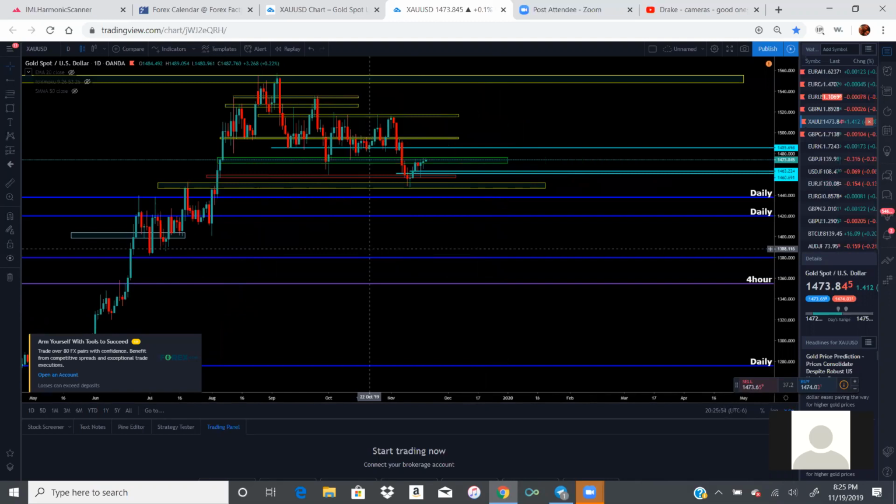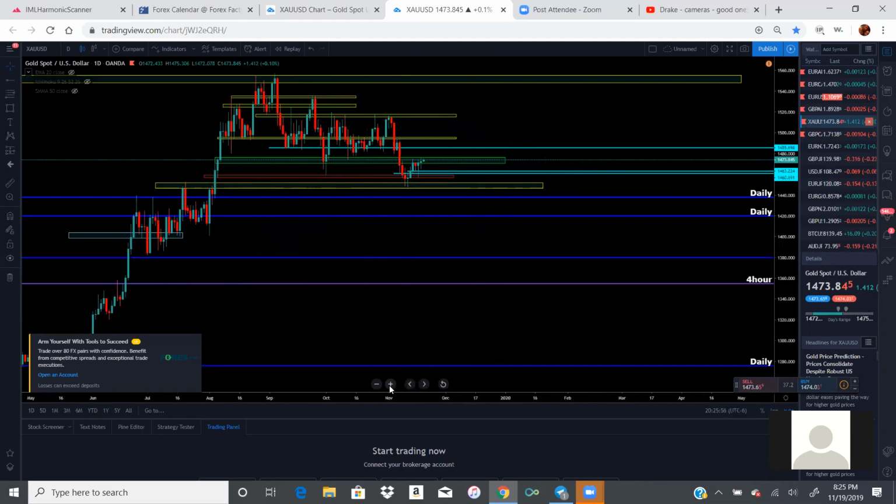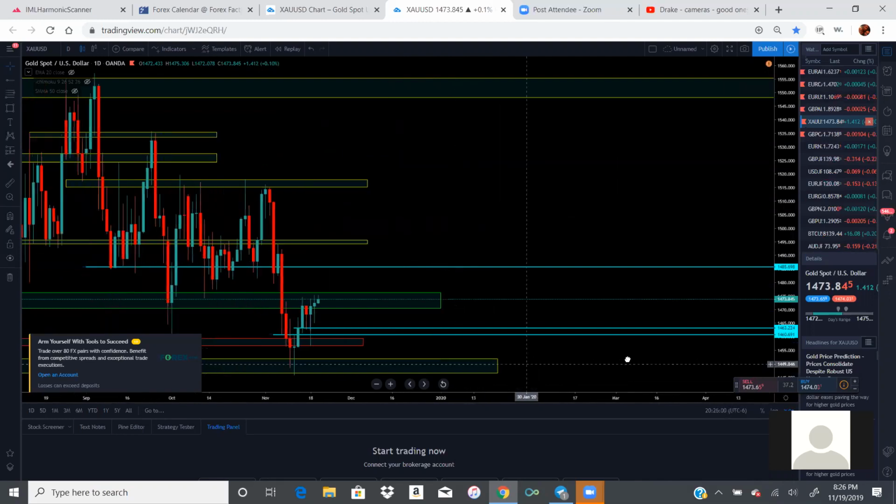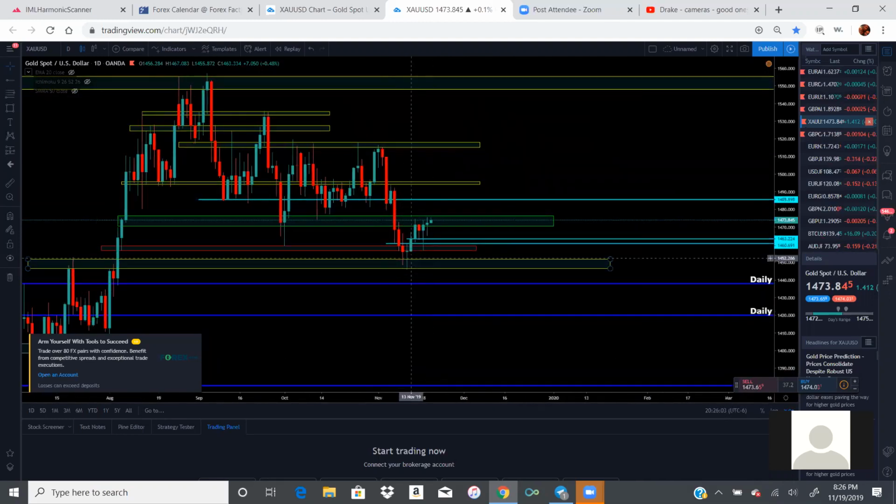But since we're in an uptrend and I'm a trend trader, I trade with the trend. I'm always looking for buys right now for gold. And this right here would be a good indication for a buy, this wick away from support or the floor. But you might be like, how did you find that?